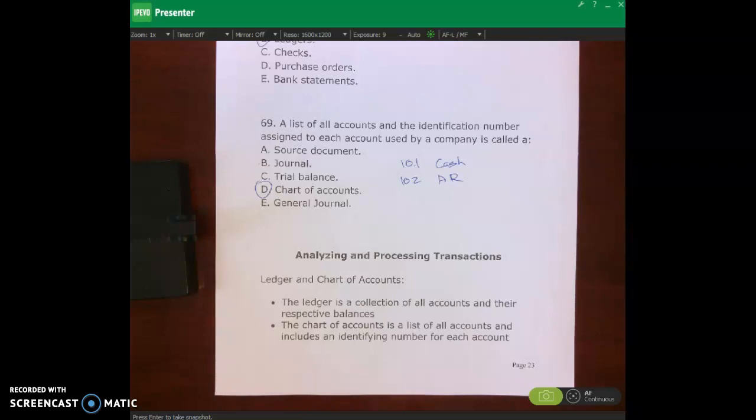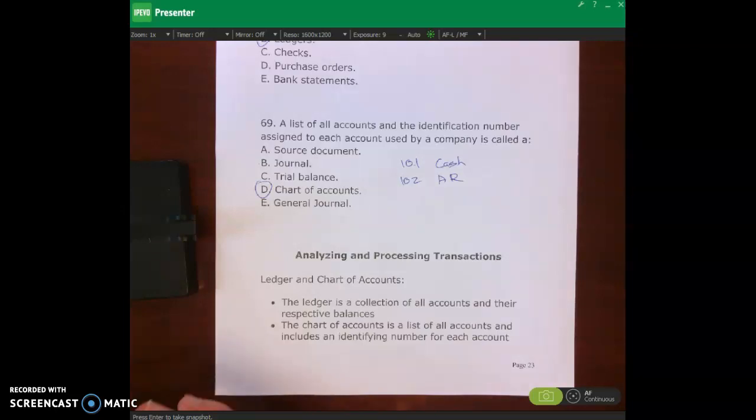And so remember, a ledger is a collection of all of our different accounts. And remember, an account is a specific asset, liability, or equity. So example, cash. Cash is an asset. Cash is a specific type of asset. Accounts payable. Accounts payable is a liability. It's a specific type of liability.